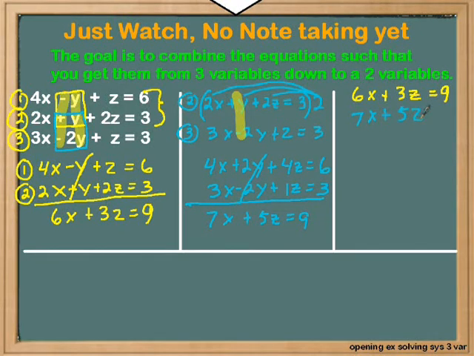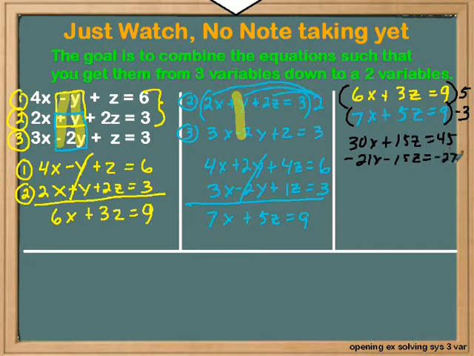Now you should be familiar with this equation. It's a system of 2, and we are ready to go. We can solve. So I'm just going to finish this off and show you what happens. When I solve this, I'm going to eliminate the z's because I like working with lower numbers. So I'm going to need a 5 here and a negative 3 here. And so that gives me 30x plus 15z equals 45, negative 21x minus 15z equals negative 27. Putting these together, I get 9x equals 18, x equals 2.